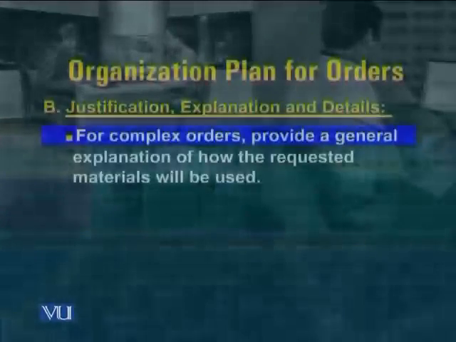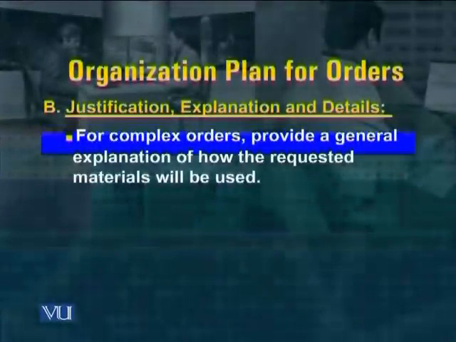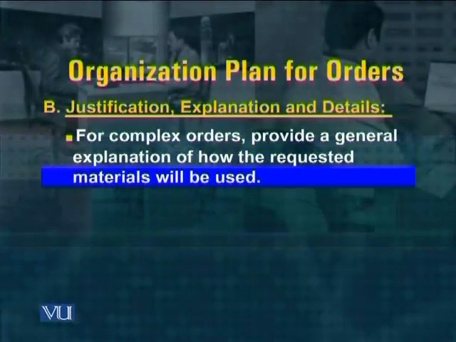One is, for a complex order, provide a general explanation of how the requested material will be used. Obviously, a lot of the time you have to place orders for certain types of machinery. So in that case, you need to be as precise as possible. Sometimes you have to send some drawings with your letter so that the reader can pinpoint the type of machine that you are looking for.